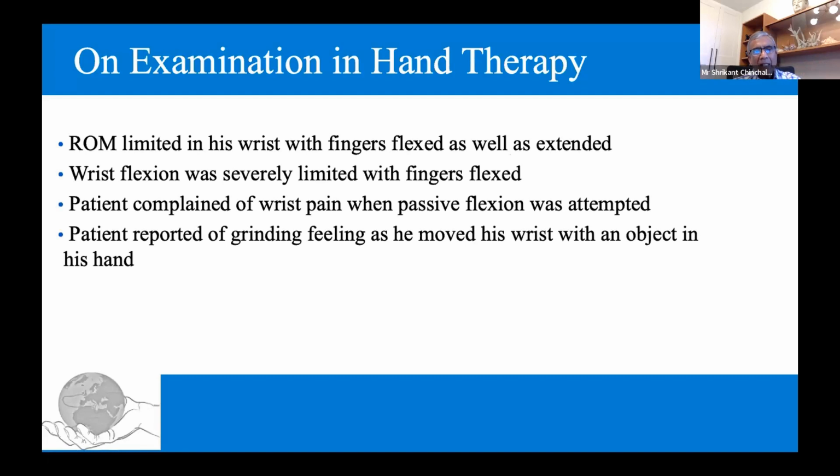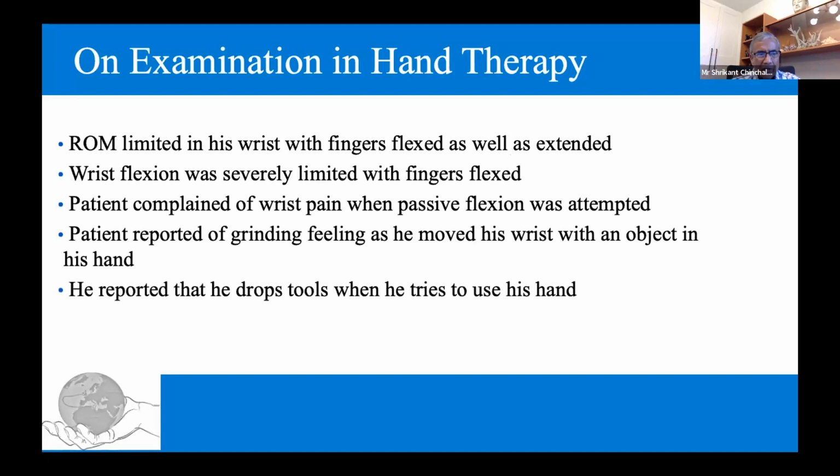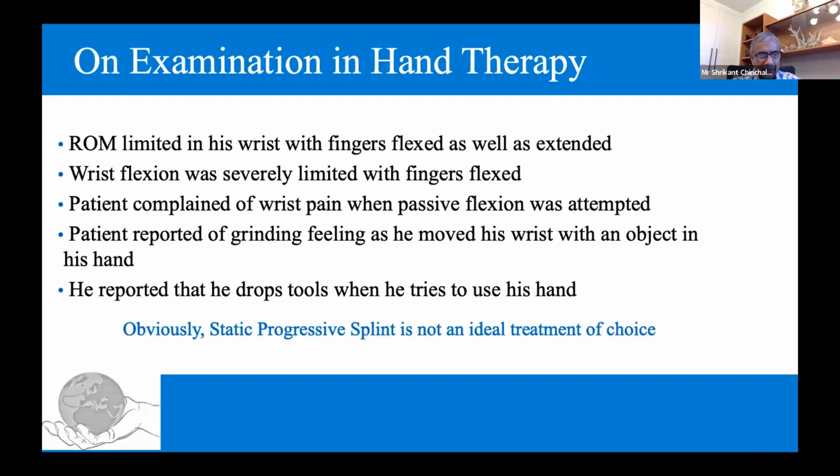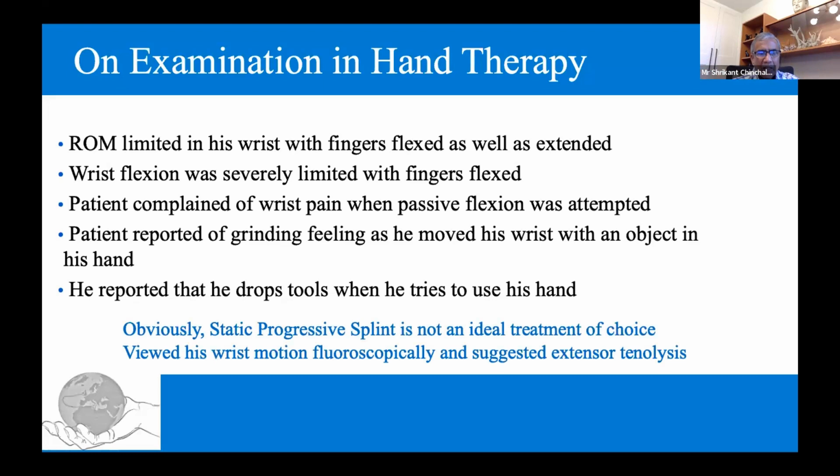The patient reported that he feels that something is grinding as he moves his wrist with an object in his hand. In addition, he reported that whenever he worked with different types of tools on his farm, he kept on dropping his tools when he tried to use his hand, and he was frustrated. So obviously, static progressive splinting to regain his finger and wrist motion was not an ideal treatment of choice. Therefore, while we were in the clinic, we viewed his wrist motion fluoroscopically and suggested wrist tenolysis.